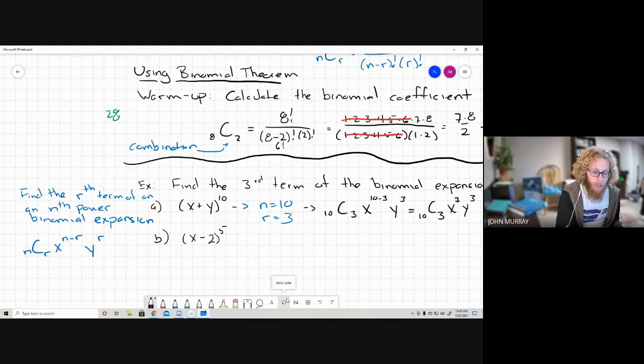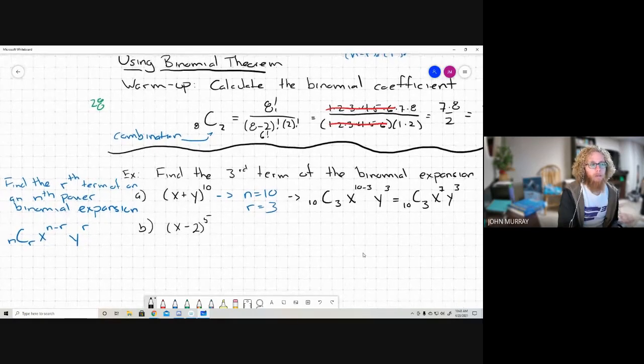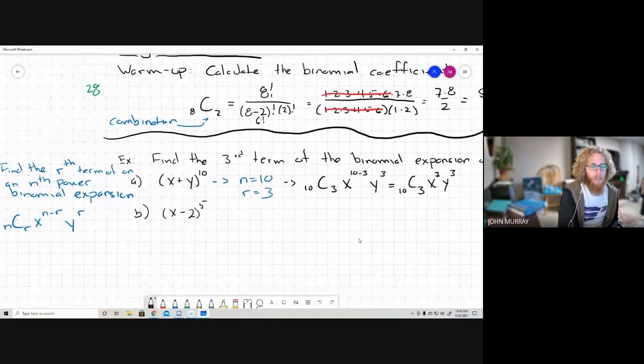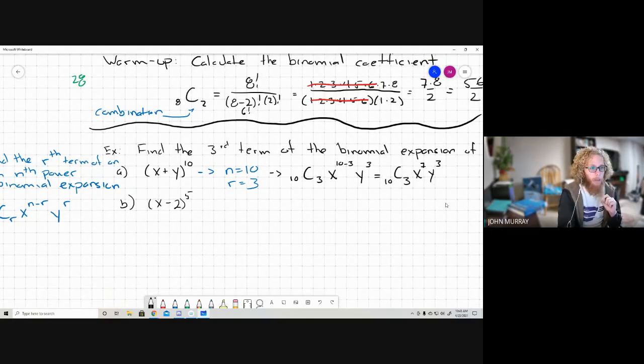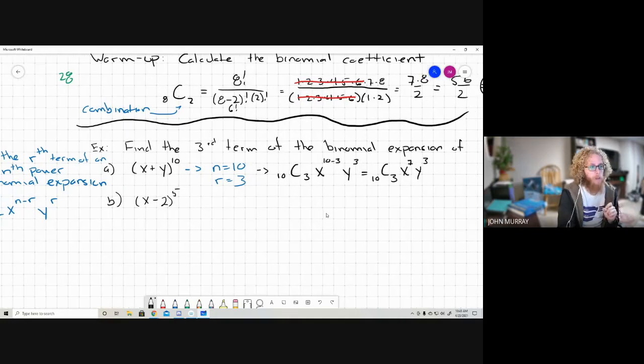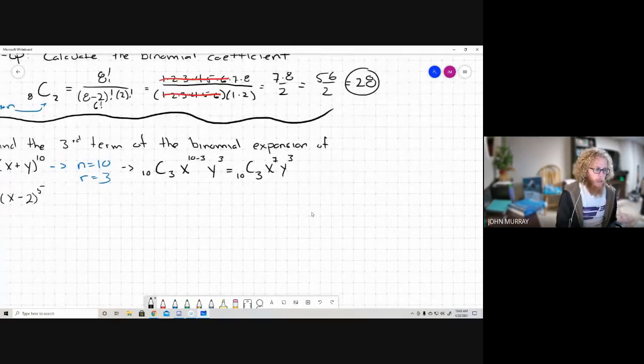Now, a general hint: your exponents should always add up to whatever power your expansion is. Because we have to the 10th power, 7 plus 3 gives us 10. They should always add up that way if you're dealing with variables. I'm going to show you what happens if we don't have variables in a second. So now the only thing we have left to do is calculate 10 combo 3. I'll do that over here.